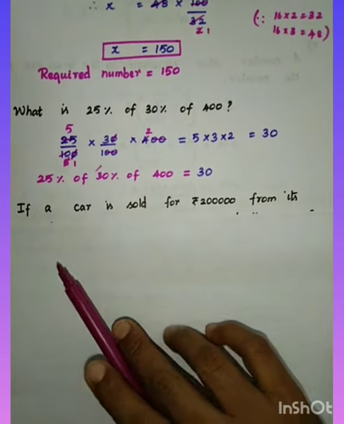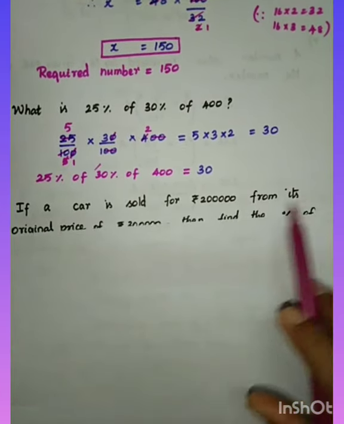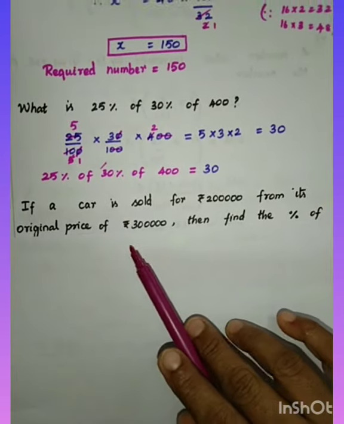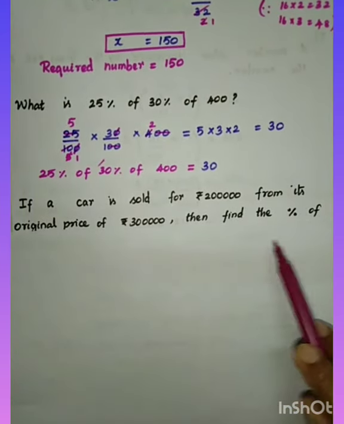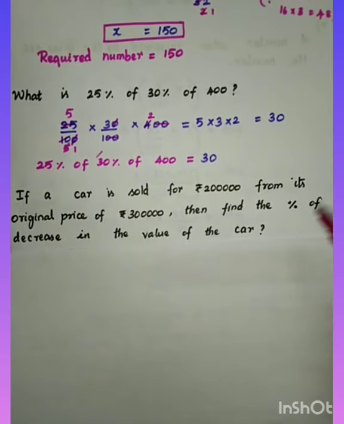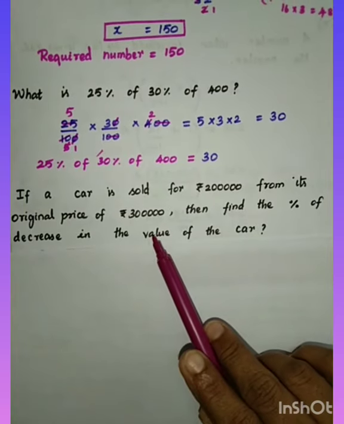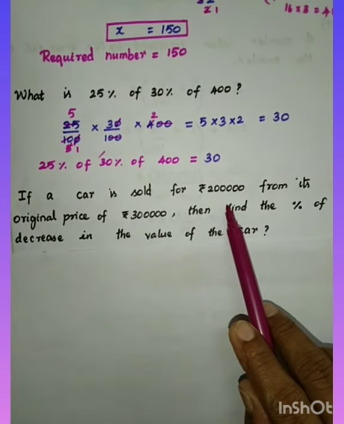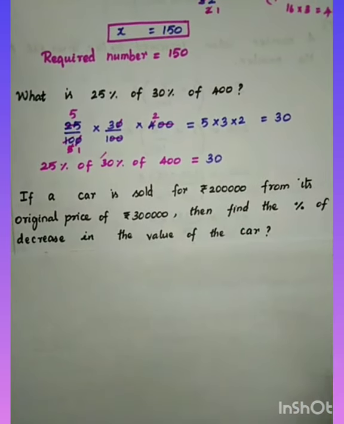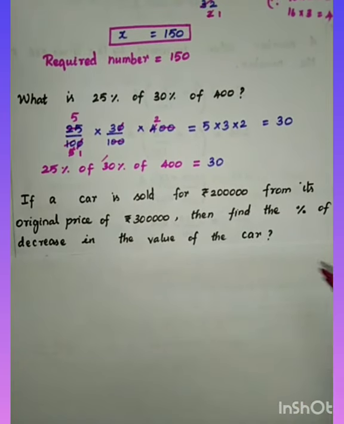Fifth problem, if a car is sold for 2 lakh rupees from its original price of 3 lakh rupees, then find the percentage of decrease in the value of the car. So what is given in the question? The original price of the car is given and the selling price of the car is given. We are going to find out the percentage of decrease in the value of the car.